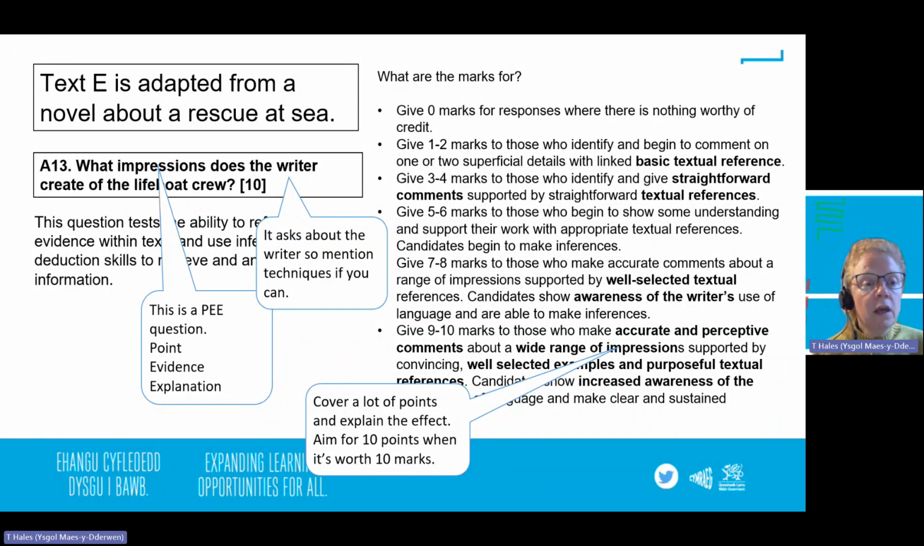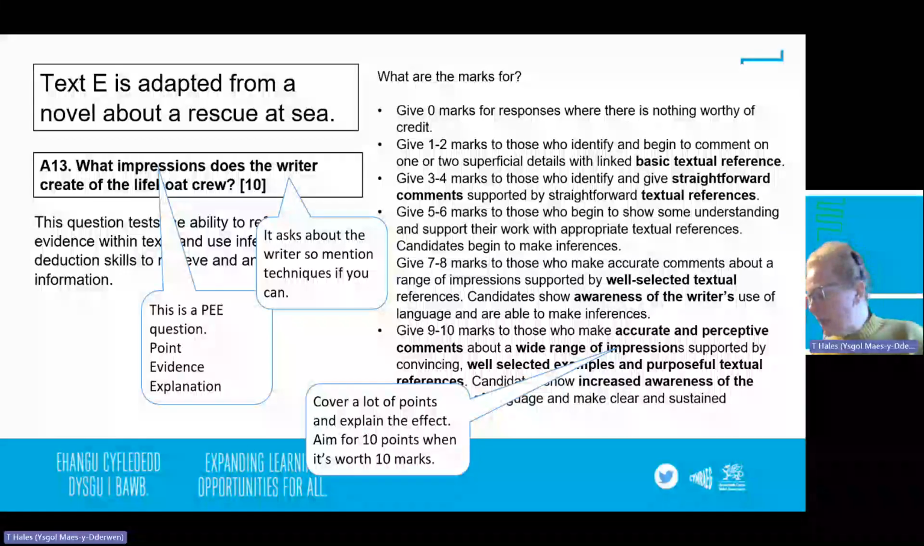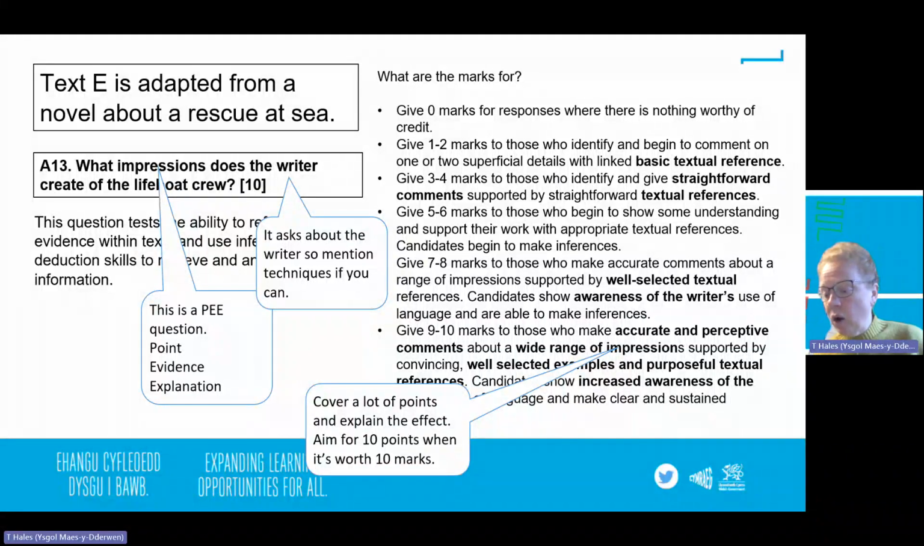Okay. So you need to cover a lot of points. For 10 marks, it says a wide range of impressions. So you're going to need to cover that detail in quite a lot of different points. So you're trying to make different points every time.